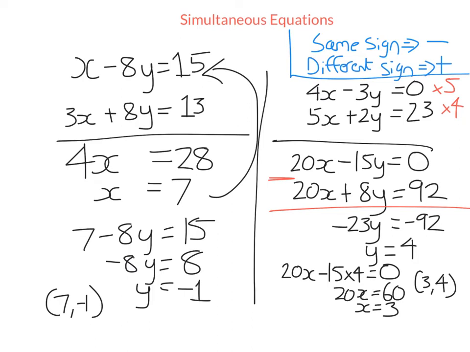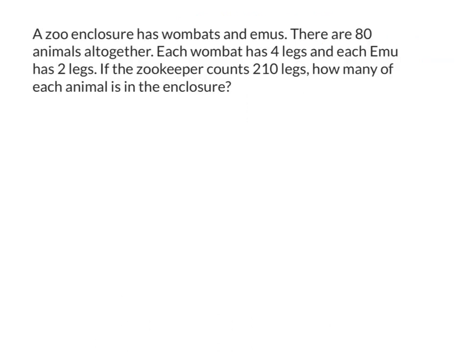Let's look at using simultaneous equations to solve a worded problem. So let's do this question here. A zoo enclosure has wombats and emus, 80 animals altogether, each wombat has 4 legs, each emu 2 legs. The zookeeper counts 210 legs. How many of each animal is in the enclosure? Whenever you're solving a worded problem using equations or simultaneous equations, your first step is to define your variables. So we're going to let x equal one of the things that we're trying to find and y equal the other thing we're trying to find. So we want to find firstly the number of wombats and the number of emus.